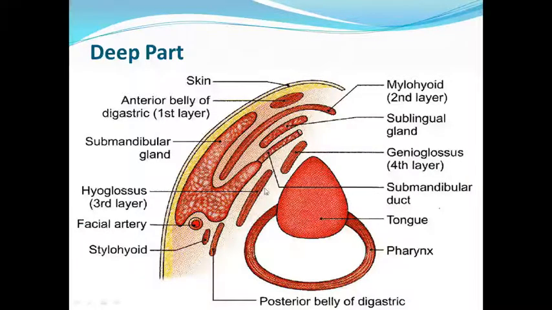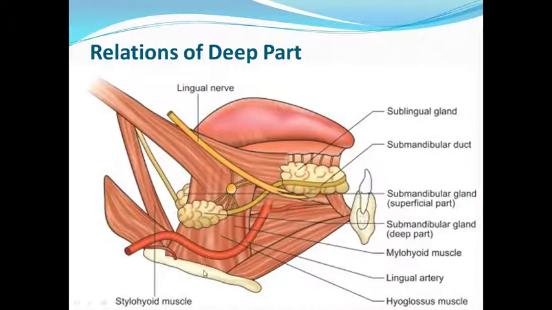Now talking about the relations of this deep part. First, we defined that it is between the mylohyoid and hypoglossus, that is, it is deep to the mylohyoid muscle and superficial to the hypoglossus muscle. So let us define the relations. Lateral to this deep part is the mylohyoid muscle, and medial to this deep part is the hypoglossus muscle. So lateral relation is the mylohyoid muscle, medial relation is the hypoglossus muscle.